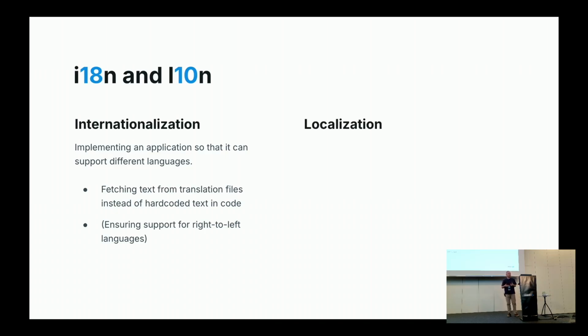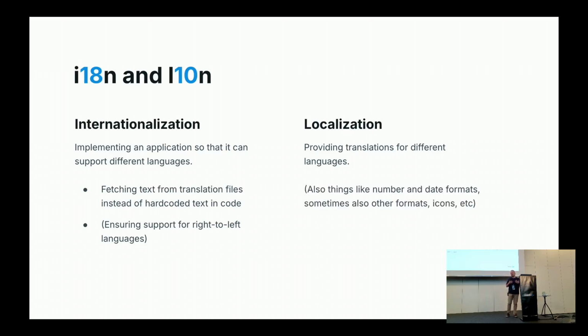Localization, on the other hand, is about actually doing those translations, about providing those texts for different languages. And it's also about things like changing the number formatting, date formatting, and so on to match the locale of that language. Can also be like iconography and whatever. But today we're going to be focusing on those texts in the UI.